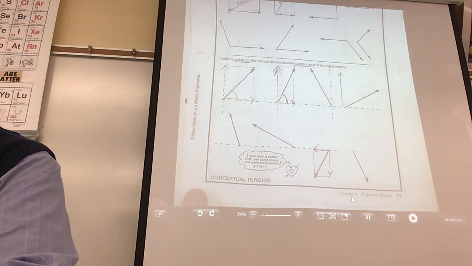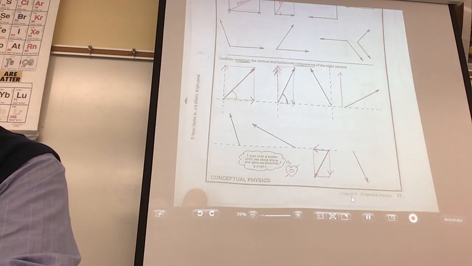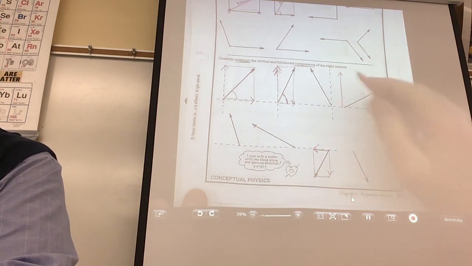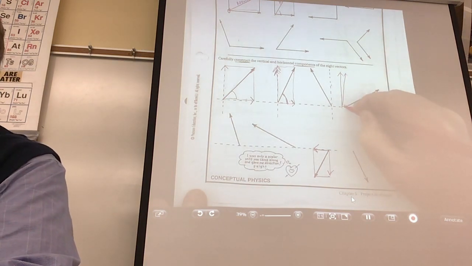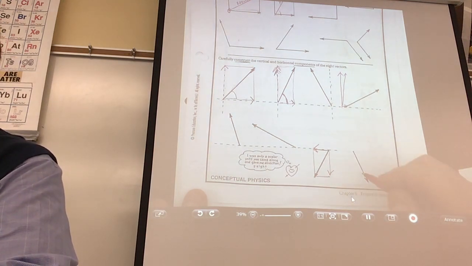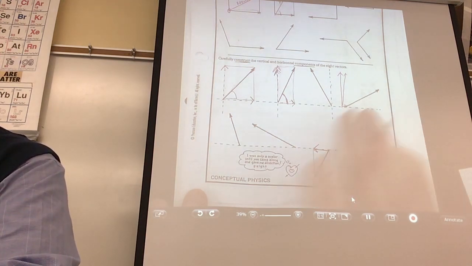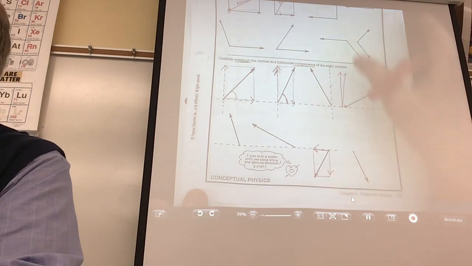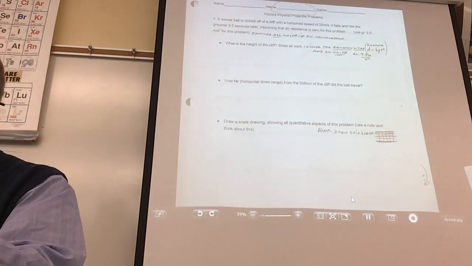What's the horizontal component? 0, isn't it? The horizontal component is 0. What if I had just not quite 90 degrees like that? The horizontal component would be really tiny, wouldn't it? All right, I'm looking at your faces. Is everybody okay on that page? Okay, let's go to the next one.